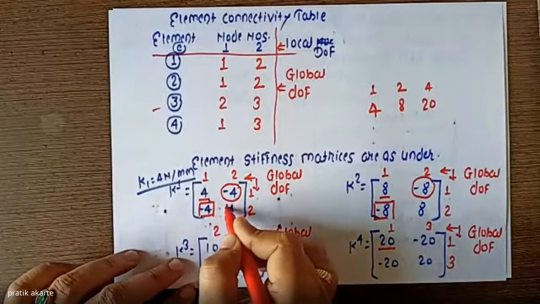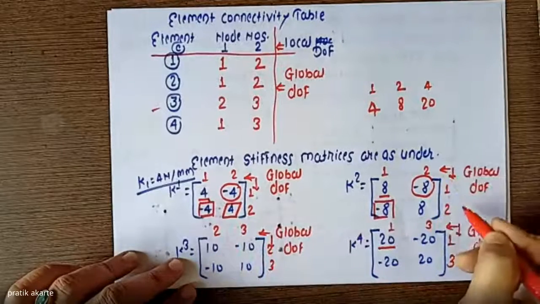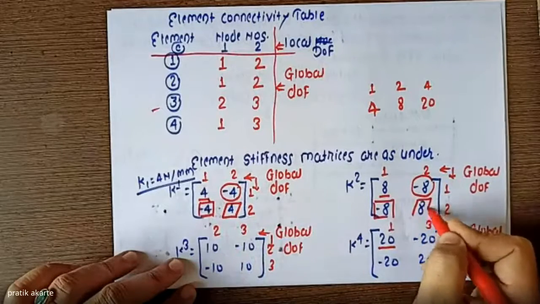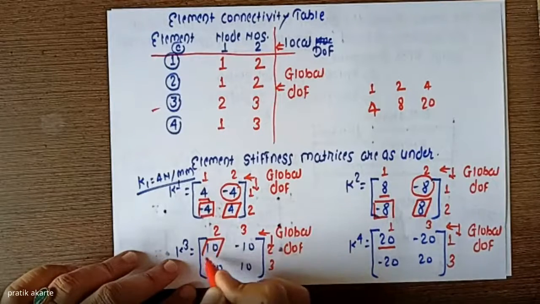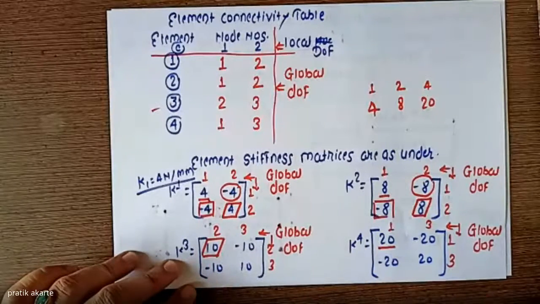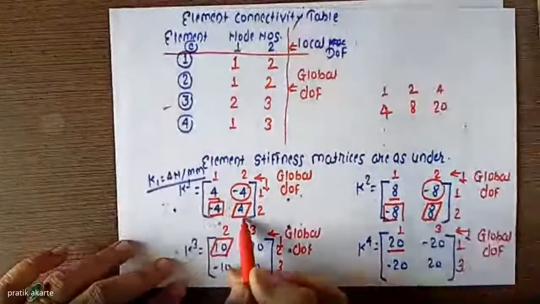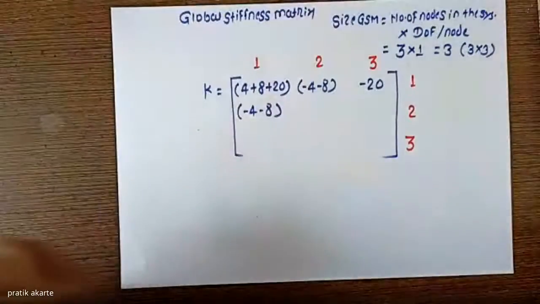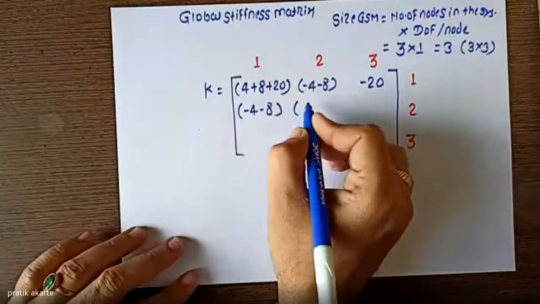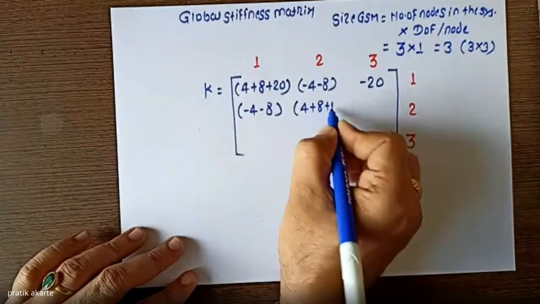So this is one element, 4. Second column, second row, 8. Second column, second row, 10. And we don't have this. So 4 plus 8 plus 10. So we'll be writing it as 4 plus 8 plus 10.